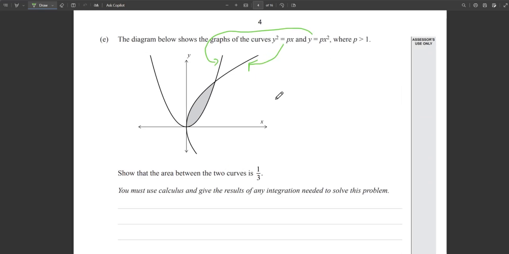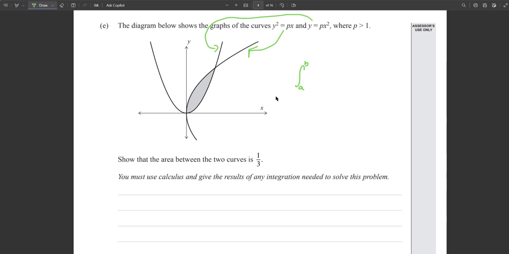Now the first thing we've got to do in these area problems is find the lower and upper limits of our integral respectively, right? So we know that both graphs pass through the origin. They don't have a constant in them. So the integral will go from 0, then to the point where these two curves intersect.